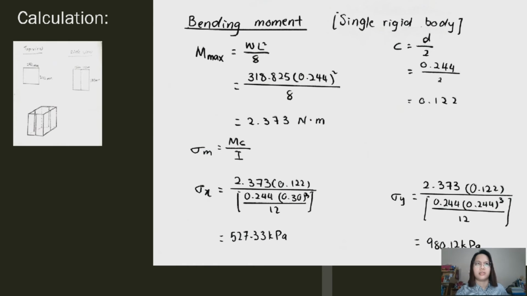Next, we'll be calculating the bending moment. We'll be considering the model as a single rigid body as well. So maximum bending moment M max can be calculated using W L squared divided by 8, where W is the maximum weight tested onto the model and L is the length of the base of the top view of the model. Next is maximum normal stress due to bending, sigma m. The formula is M c divided by I. M is the maximum bending moment, c is the vertical distance from the neutral axis, and I is the moment of inertia.